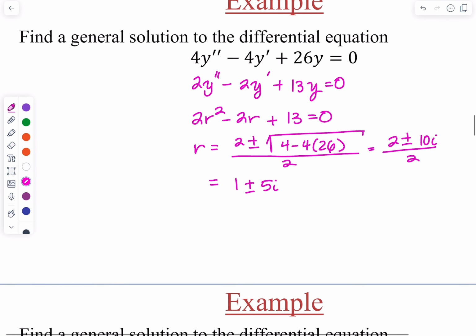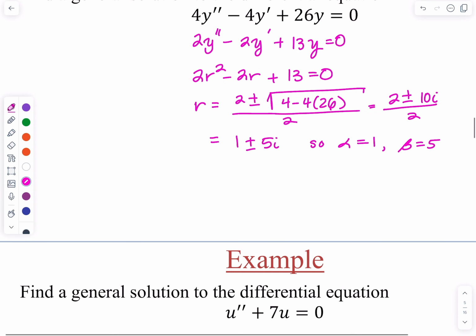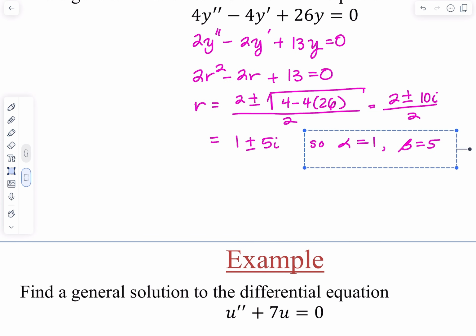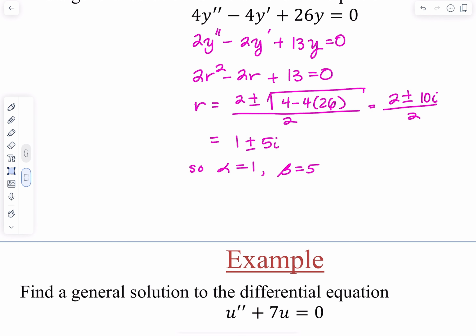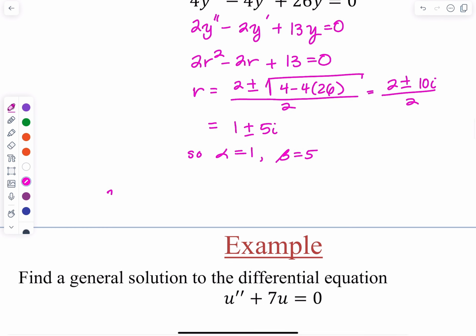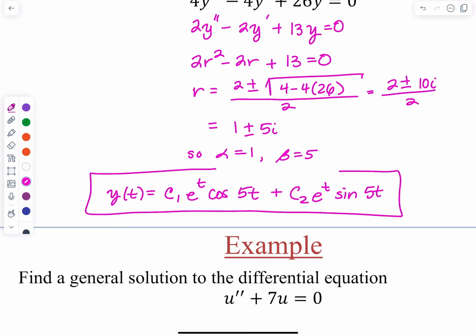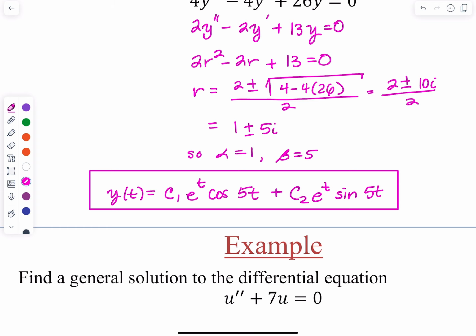And so, therefore, we have alpha equal to 1 and beta equal to 5. Let me move that down here. And so our solution is y of t, c1 e to the t cosine of 5t plus c2 e to the t multiplied by the sine of 5t. And that is our general solution.